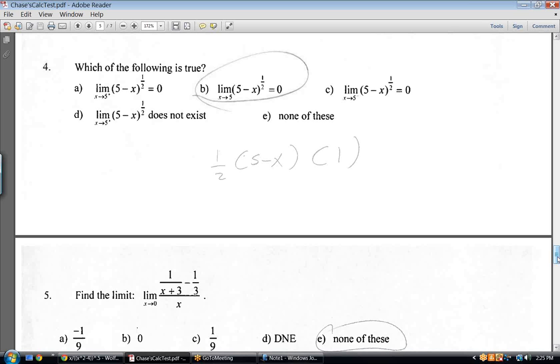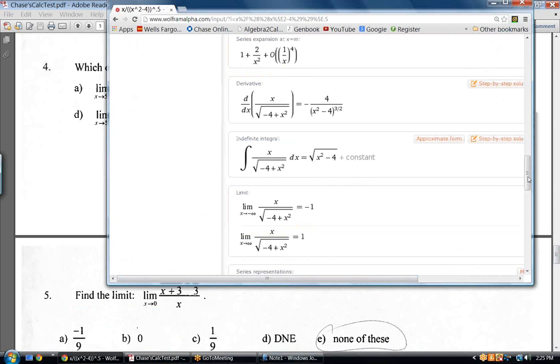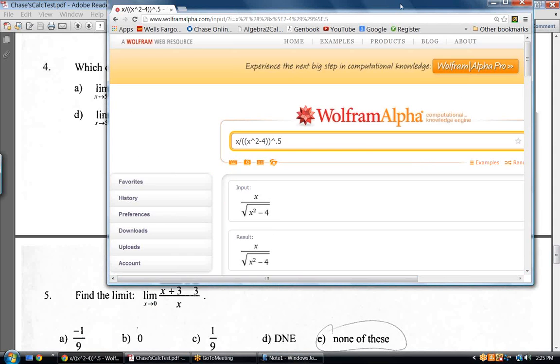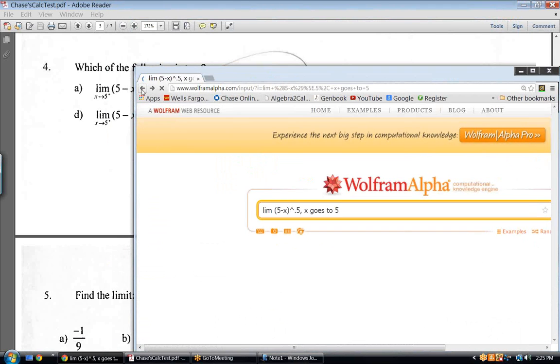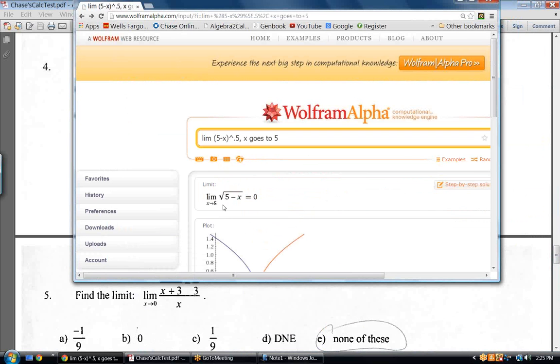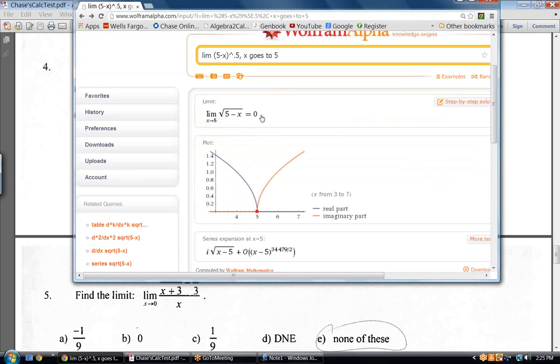In other words, you can approach 5 from the left. If I graph this, let's graph it real quick. Maybe it'll still have it in there. Yes. Notice the limit of the square root of 5 minus x as x goes to 5 is equal to 0. Here's the graph of it. The blue is ours. The orange is the imaginary part. You can approach this from the left. You cannot approach it from the right.